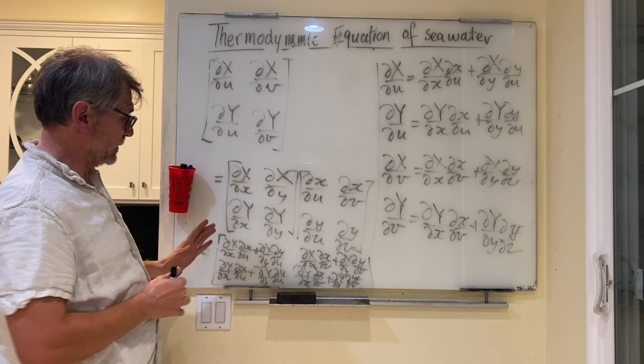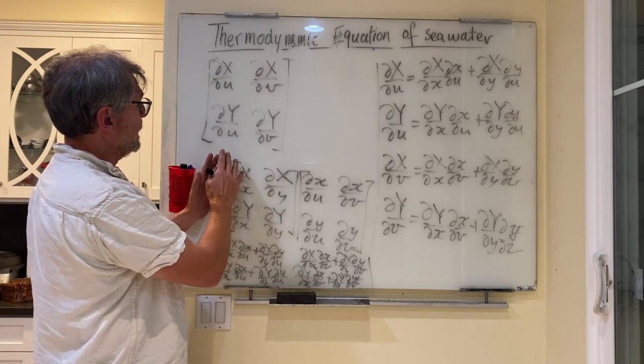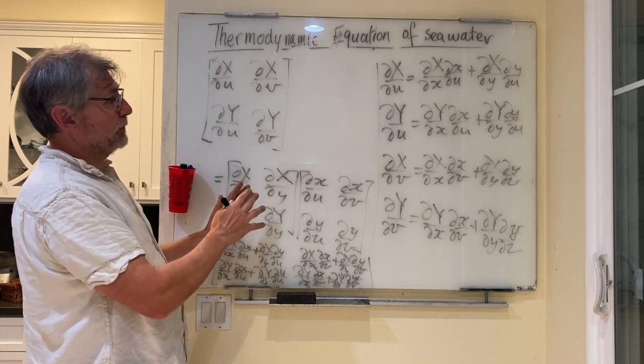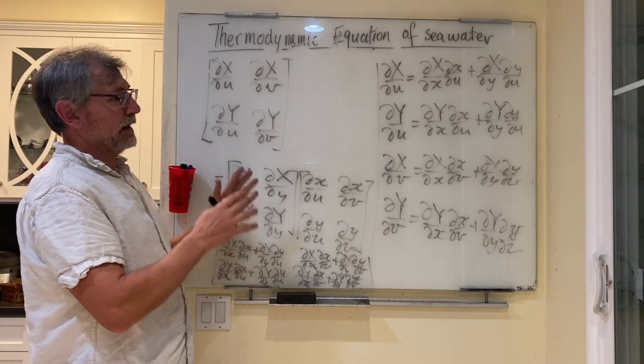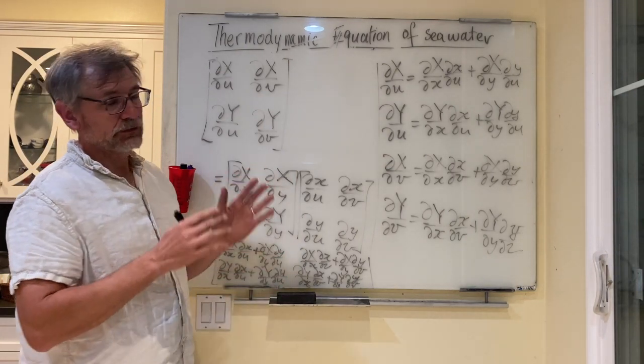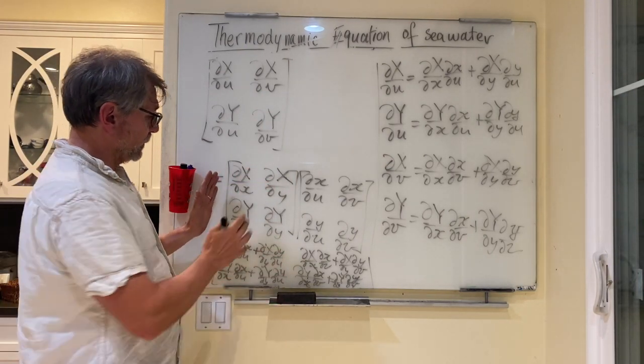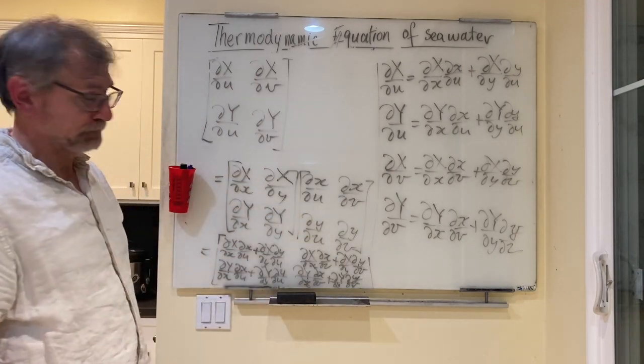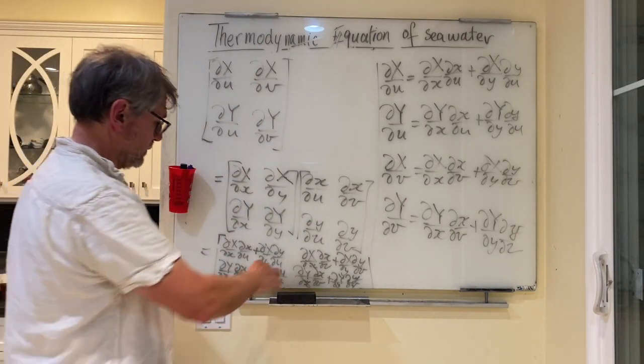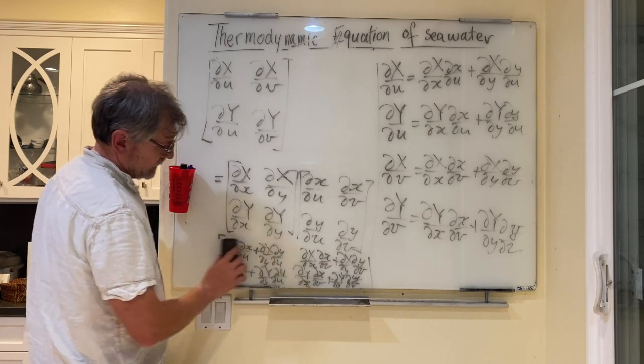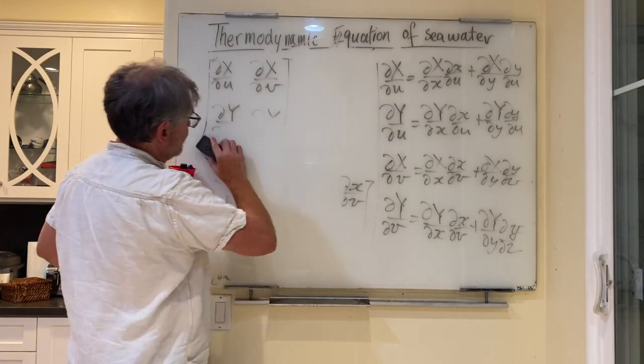All right, so to go from big X and big Y to little x, little y, and from little x, little y to little u, little v, we can just multiply the two Jacobian matrices. All right, so why is that useful? Well, now I'll show you why.